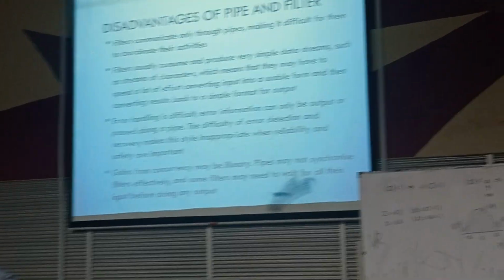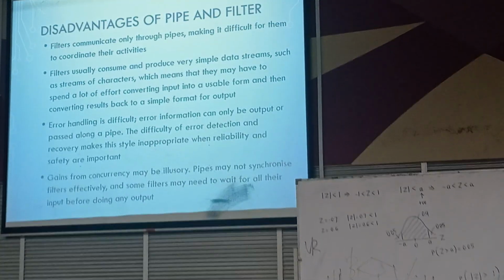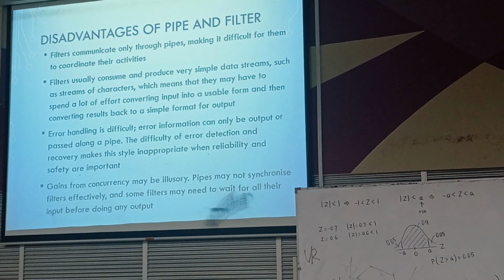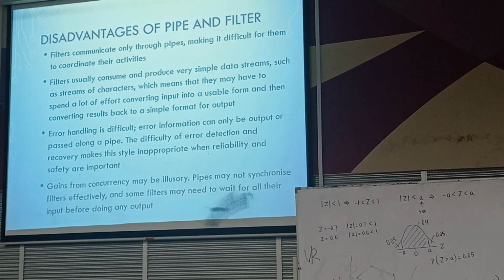The disadvantages, let's look at what's wrong. Why you should not use pipe and filter. Filters communicate only through pipes, making it difficult for them to coordinate their activity. Meaning that each filter is only able to know the data coming into it. So if you ask this filter to communicate with another filter so that we can make the data more solid, it cannot happen. Okay, it cannot happen.